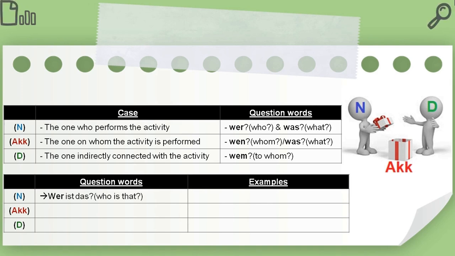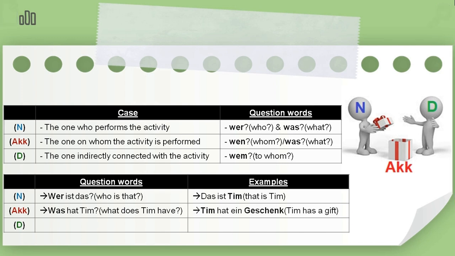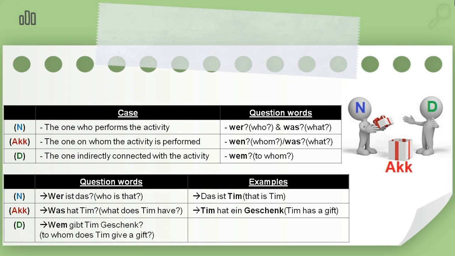Nominative, sentence: wer ist das? Who is that? For example, you can answer: das ist Tim. That is Tim. Accusative question: was hat Tim? What does Tim have? Answer: Tim hat ein Geschenk. Tim has a gift. Wem gibt Tim ein Geschenk? In dative. To whom does Tim give a gift? Tim gibt Thomas ein Geschenk. Tim gives Thomas a gift.